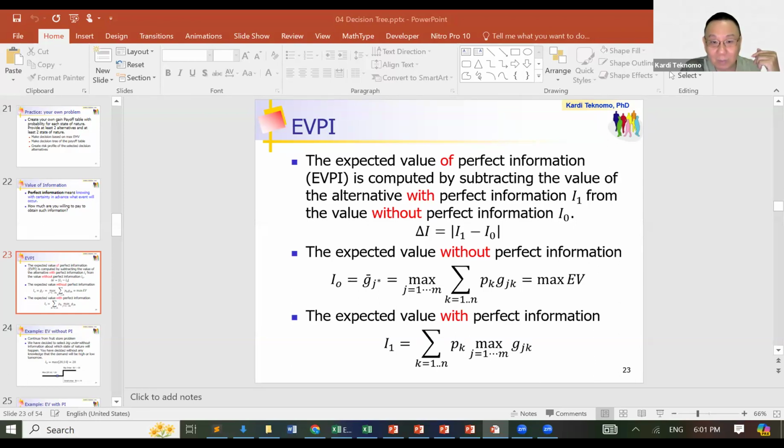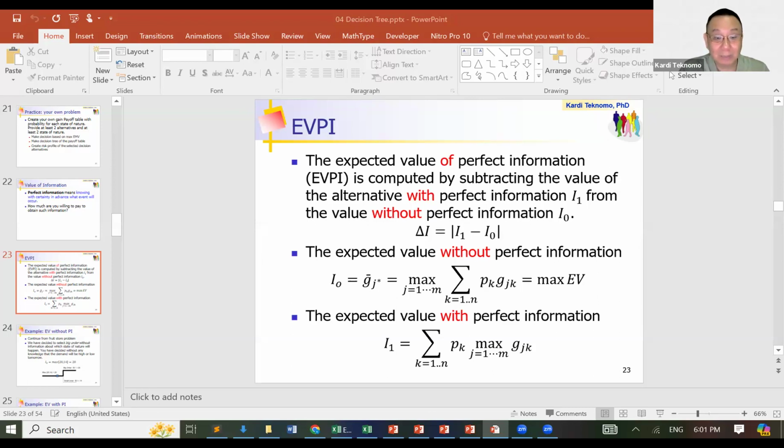EVPI, this is the symbol, delta I, and EVPI is just the change, the value with perfect information and without perfect information, absolute value. Now, the question is how you will get the I0 and I1. So I0, without perfect information, is computed just as the maximum EV. So this is just the maximum EV itself.